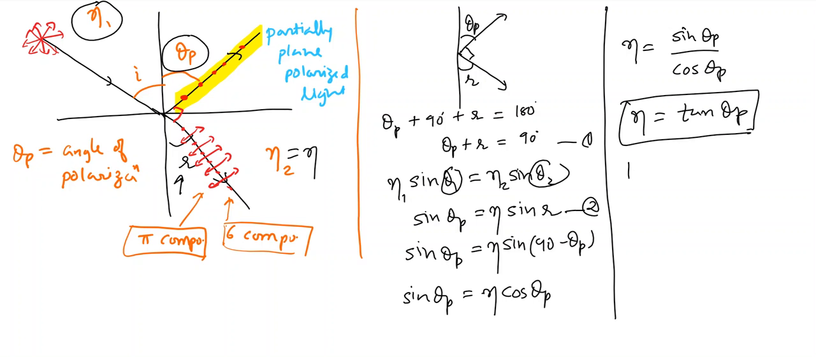This equation is known as Brewster's law, which says that if you know the refractive index of any transparent medium, you can determine at which angle of incidence the reflected light from the surface of this medium will be polarized light. Theta p is the angle of polarization, and the tangent of theta p is equal to the refractive index of the given medium. So that is all about polarization by reflection. Thank you.